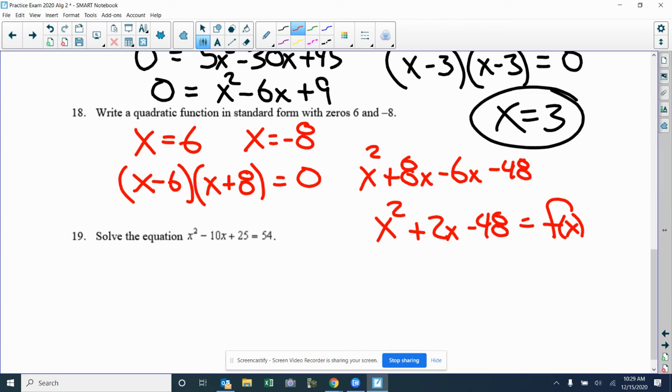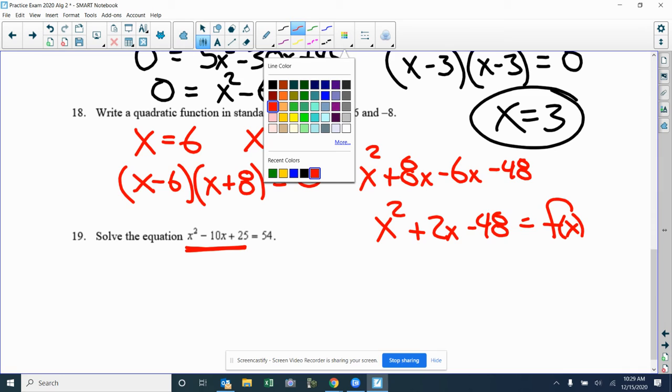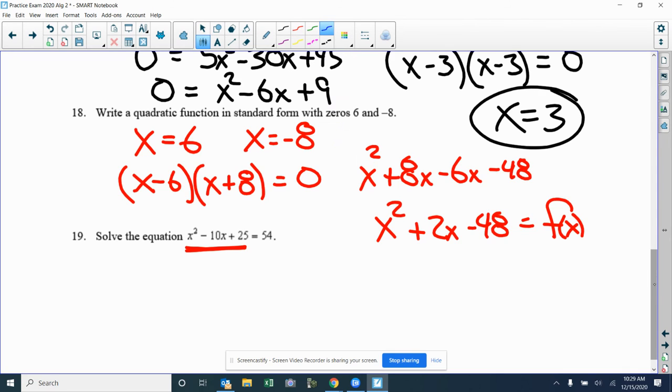Now, 19, make yourself a note, please, on 19. What's 19? That's already done for you. What do I have on this side of the equation on 19? Perfect square. It's a perfect square trinomial, folks, okay? So don't be trying to do anything other than factor the perfect square trinomial and simplify. So make sure you make yourself a note on 19. It's already set up for me. It's supposed to be easy. It's going to be x minus 5 squared is equal to 54.